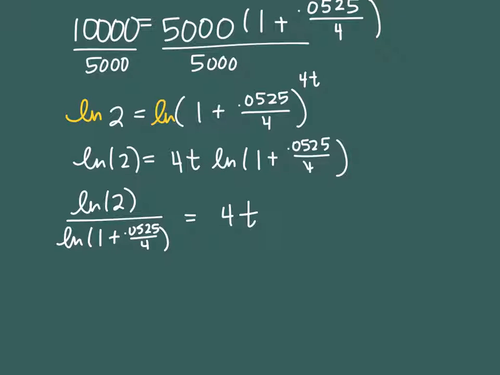So let's take a look at how that's going to go. The natural log of 2, parentheses, divided by the natural log of 1 plus 0.0525 divided by 4. Okay, I'm going to hit enter, and then I'm going to divide that by 4. So the time is 13.289 years. 13.289 years is how long it would take to double that investment. Okay, any questions on that one?